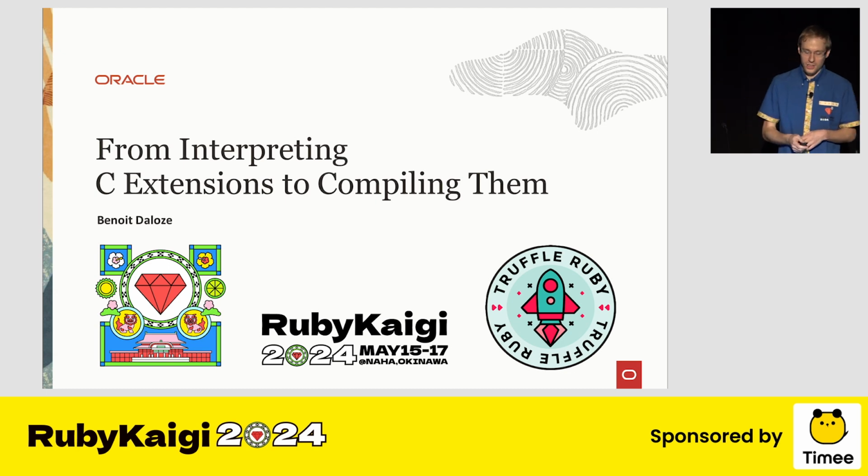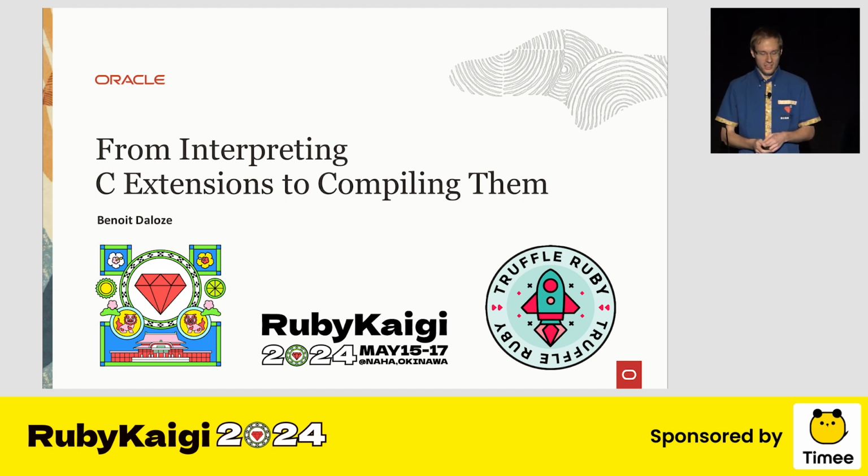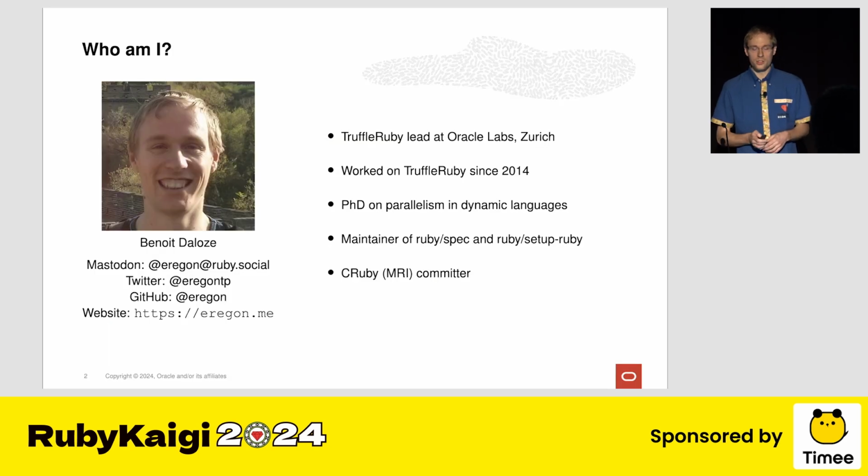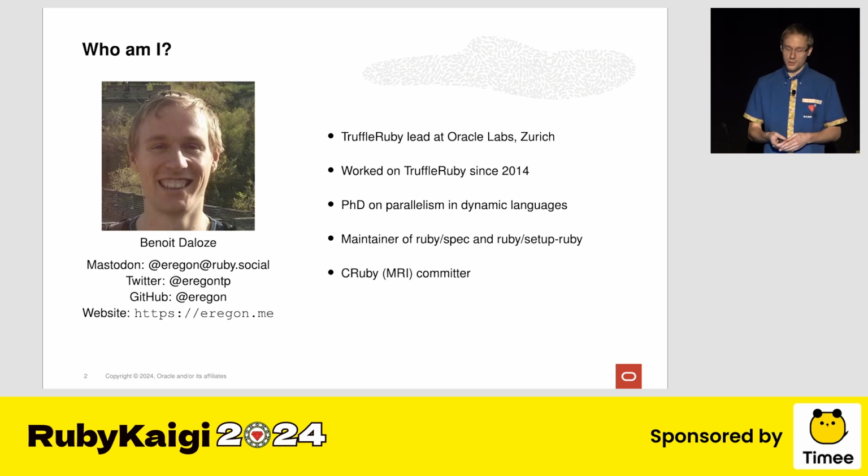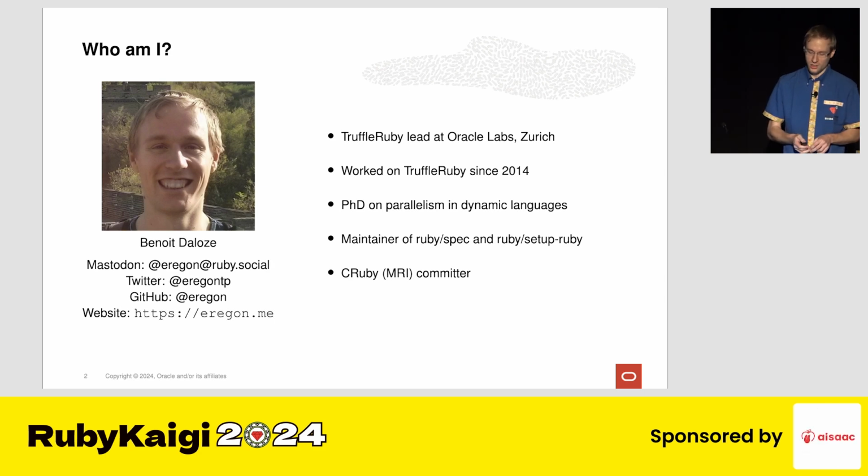So today we are going to talk about interpreting C extensions and then turning them into compiling them. My name is Benoit Daloze. I work at Oracle Labs in Zurich. I've worked on TruffleRuby since 2014. I have a PhD on parallelism in dynamic languages. I'm the maintainer of RubySpec and Setup Ruby, and I'm also a CRuby committer.